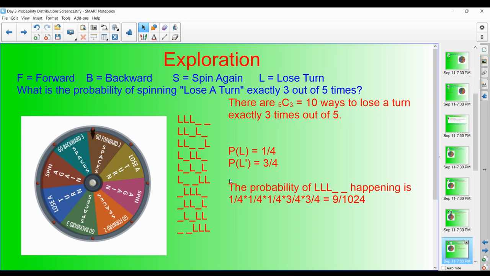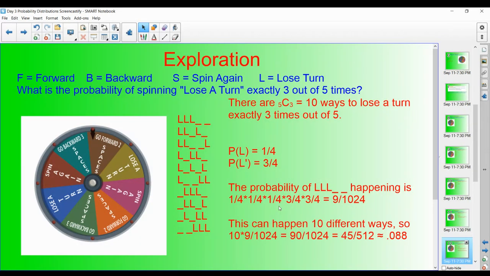Now, if it was exactly lose a turn, lose a turn, lose a turn, and then anything else and anything else, I can say that's 1/4 times 1/4 times 1/4 times 3/4 times 3/4. Because the events are independent, we can just multiply them together. So the probability of exactly that happening is 9 out of 1024. Now, this can happen 10 different ways, so I have to multiply that by 10. This result, 9 out of 1024, multiplied by 10, gives about 0.088.